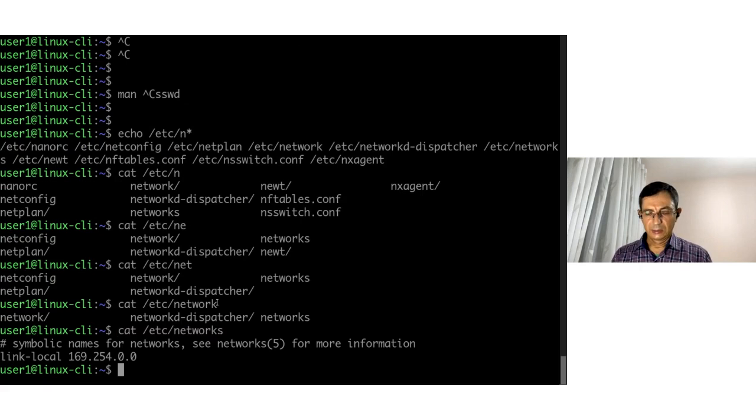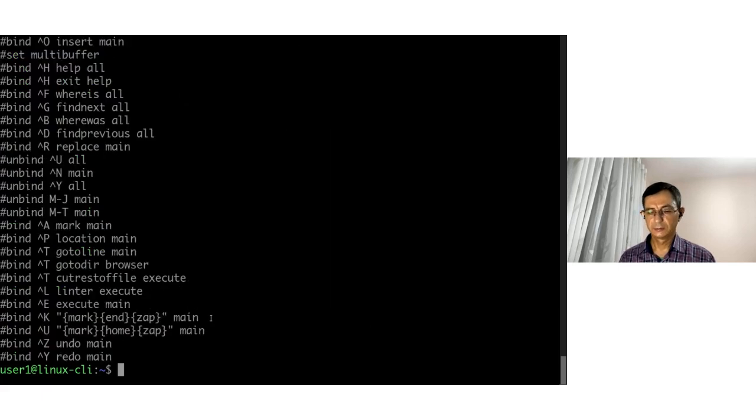Or let's try again. For example, cat /etc/na and then press tab. Now, because there is only one possible completion, only one file that starts with na, when I press tab, it immediately completes the name of the file. And now I can just press enter.